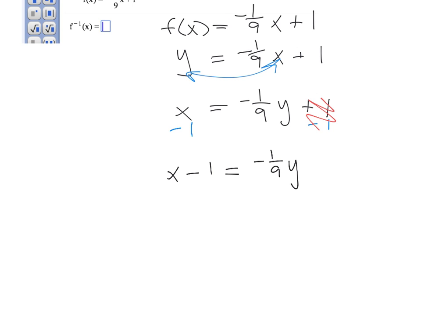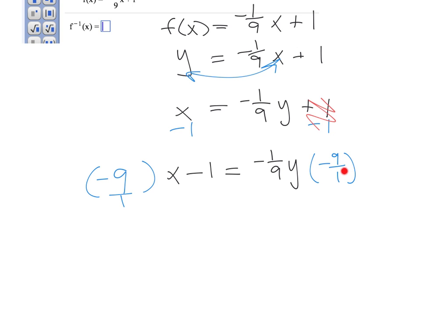And now I'm going to multiply both sides. Now here's the thing. I want to get rid of this coefficient right here. And so the way I'm going to do that is I'm going to multiply both sides by negative 9 over 1.